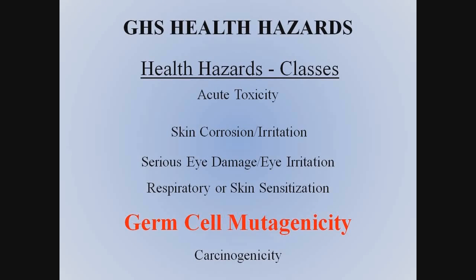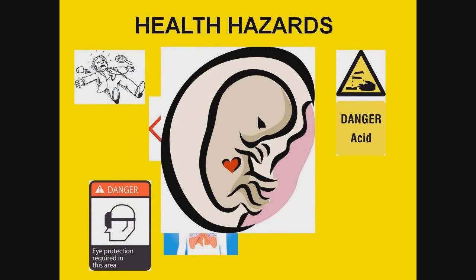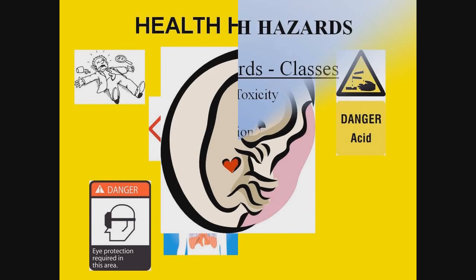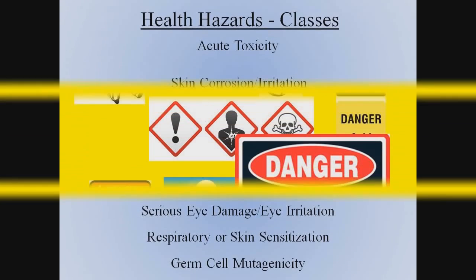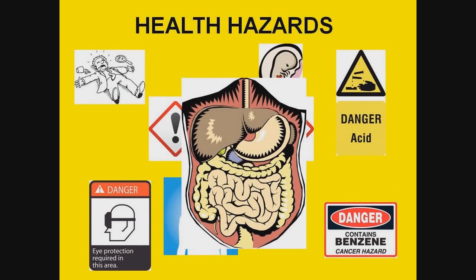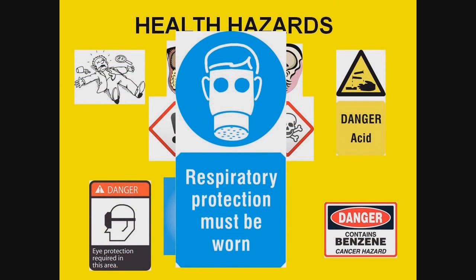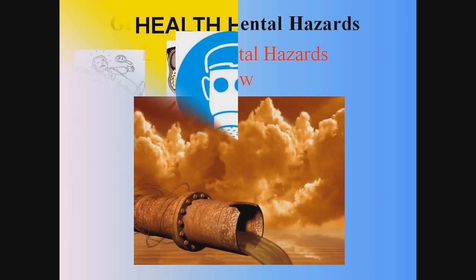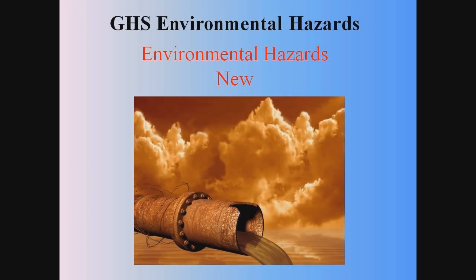Germ cell mutagenicity. These are chemicals which may cause mutations in the germ cells of humans, and then these mutations can be transmitted to offspring. Carcinogens. These are chemicals associated with causing cancers. Other toxic chemicals that affect the reproductive organs or other specific organs and aspiration hazards. The third major hazard grouping is environmental hazards.